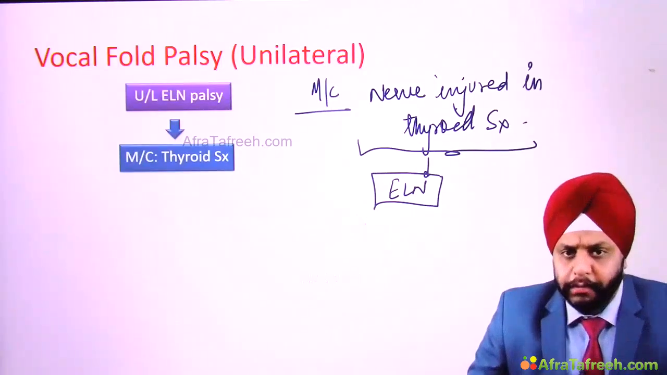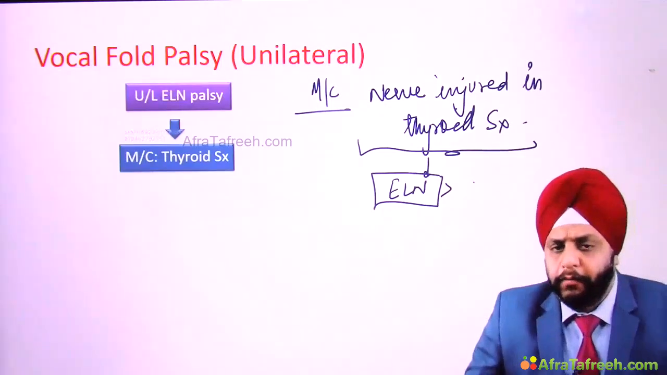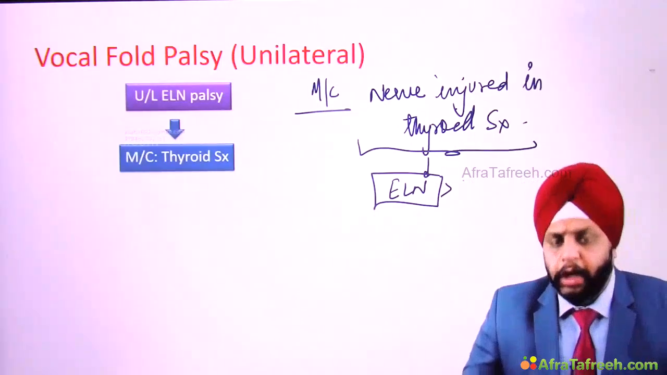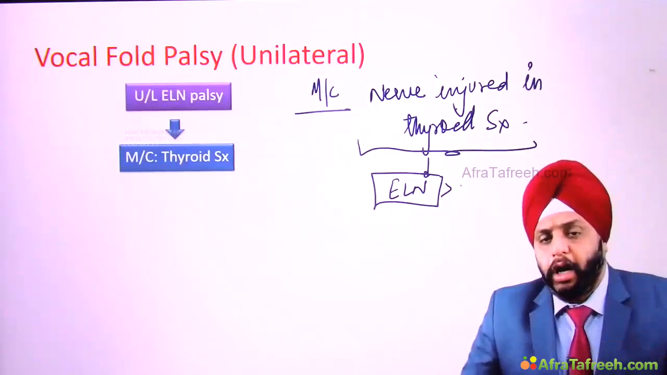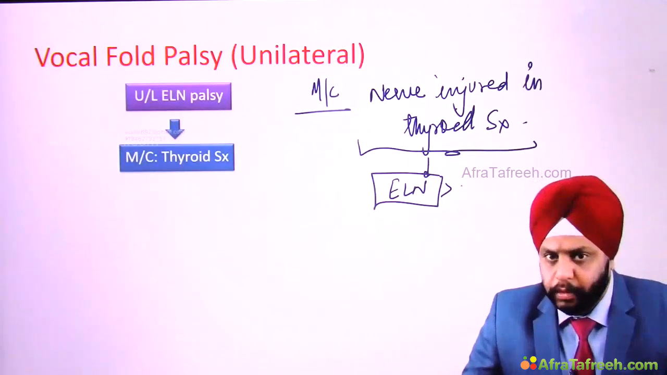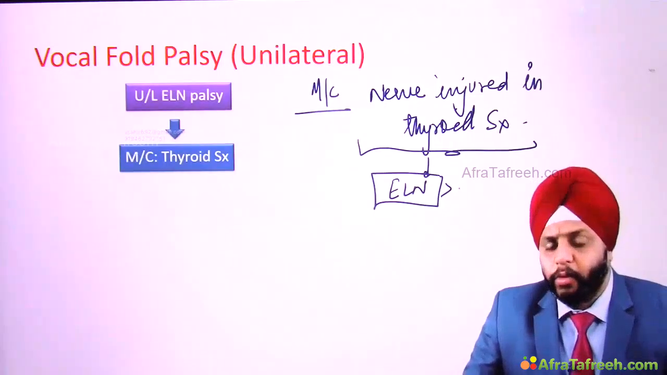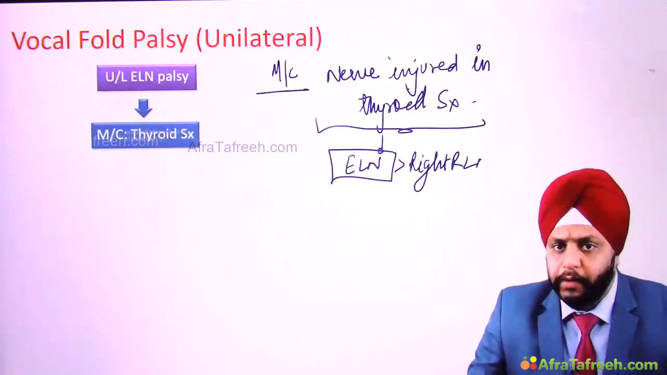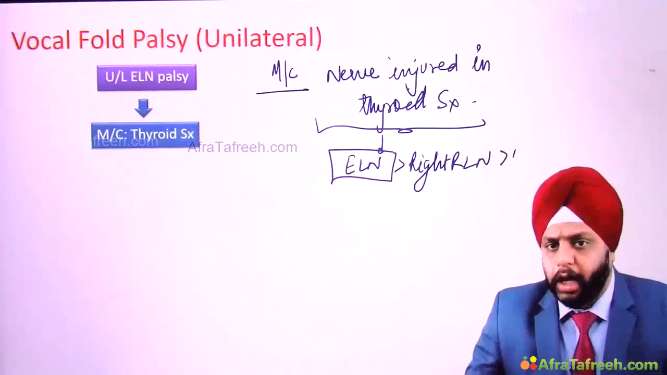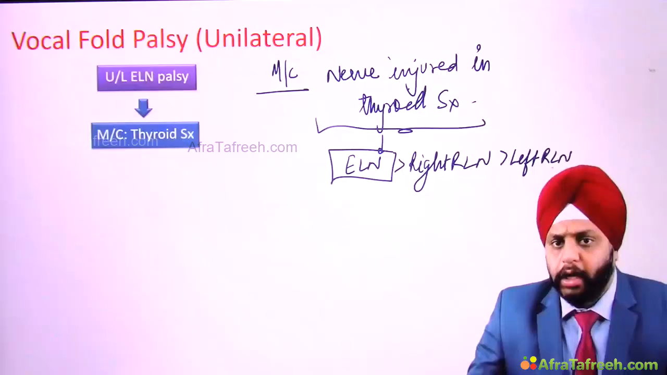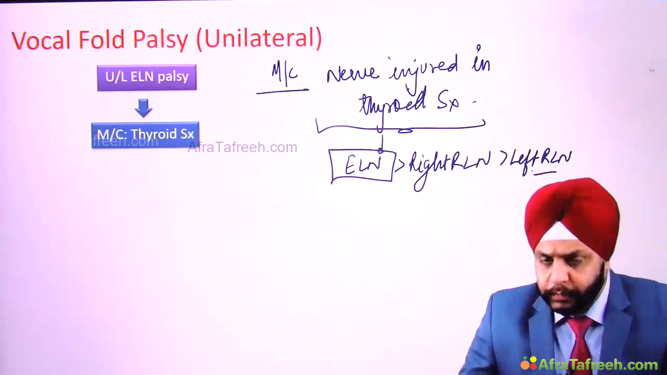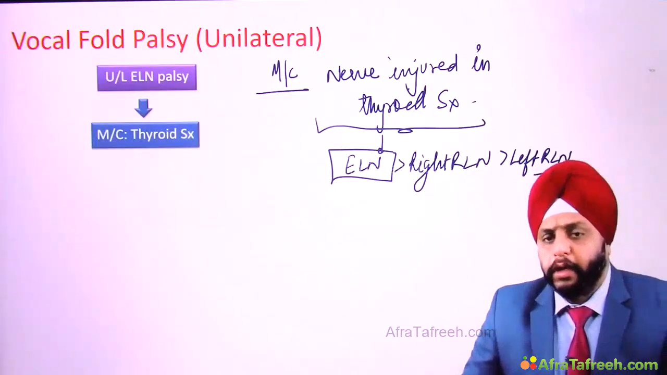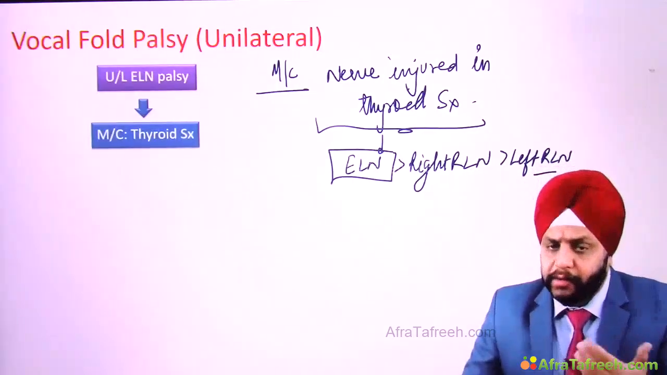Out of the recurrent, which is affected first, right or left? Now we know left has a longer course in the thorax. So left is more commonly injured in cardiothoracic surgery, but right is more commonly injured in neck surgery. So the right recurrent laryngeal nerve is more commonly injured in thyroid surgery, and left is less commonly injured. Right is more superficial in the neck. Sometimes right may be a non-recurrent laryngeal nerve, as we have discussed earlier. So because of this, right is more commonly injured in thyroid surgery, which is a neck surgery.